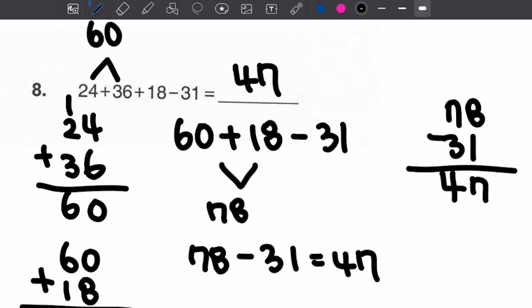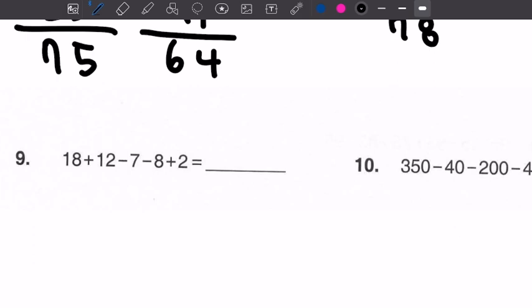Now in question number 9, we have 5 different numbers. But again, we still use the same rule of starting from the left and then going to the right.